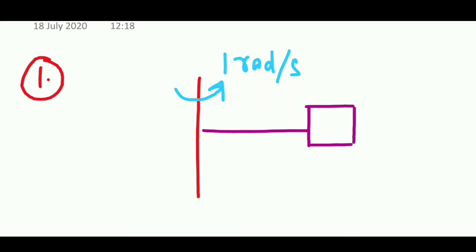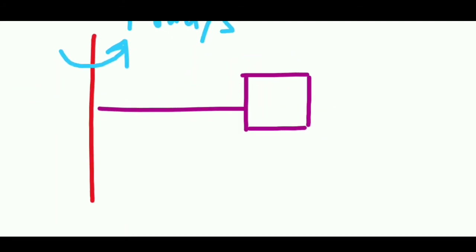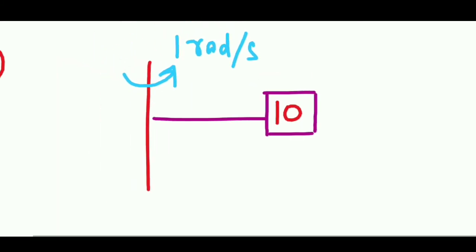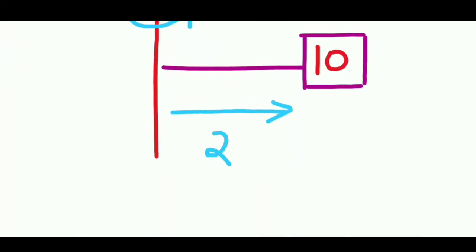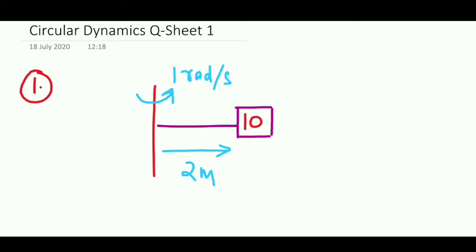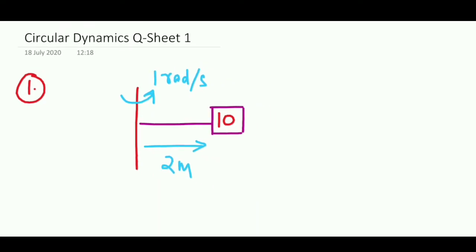Mass of this block is given as 10 kg. The length of this rope is given as 2 meters. And what is asked over here is, what will be the tension developed in the rope? This is the question.